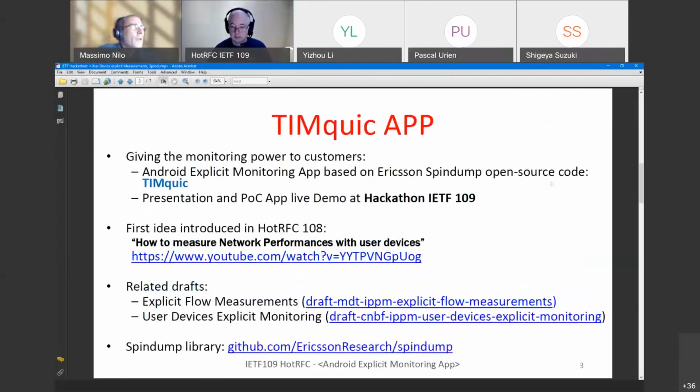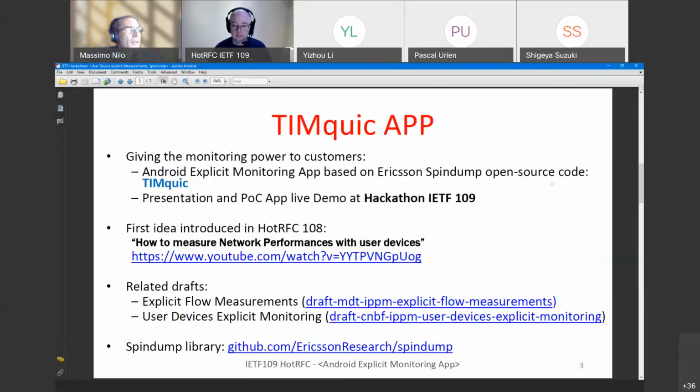The idea was to give the monitoring power to customers. Our application is an Android application based on the Ericsson spindump open source code. The name of the application is Team Quick, with a presentation, a live demo, and the hackathon that has just finished.